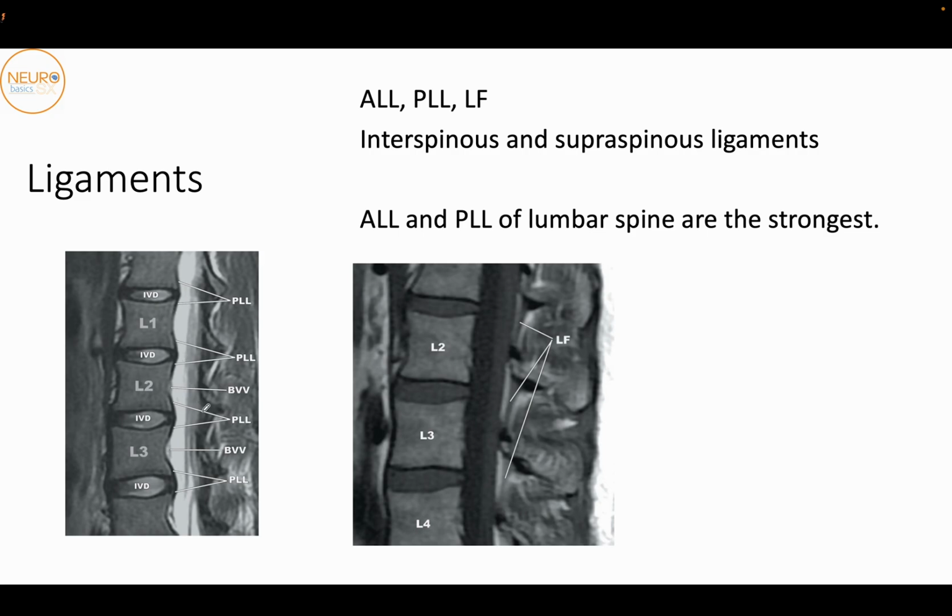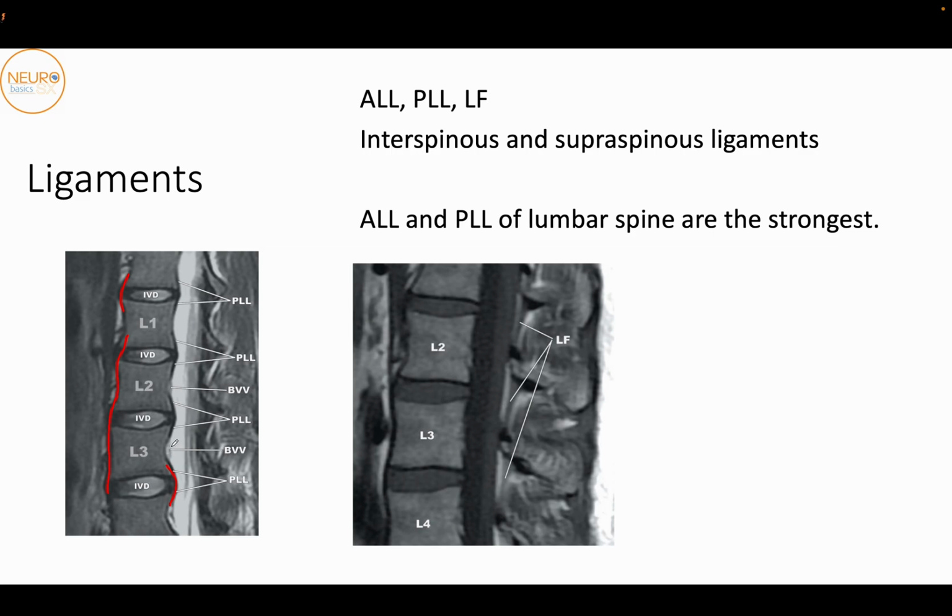Ligaments, as we've already seen, are similar to what we've discussed previously. There's the ALL, the PLL, the ligamentum flavum. And remember, ligaments will always be hypointense. So as we can see over here, this is the ALL. You can clearly make out the ALL continuously over here. But as you can see with PLL, you cannot make it out continuously. There's an area where it is not seen.